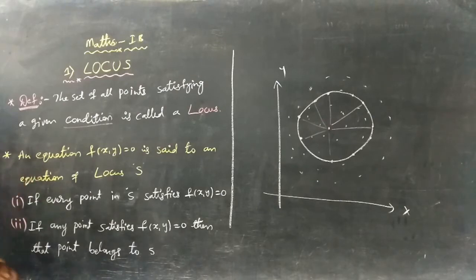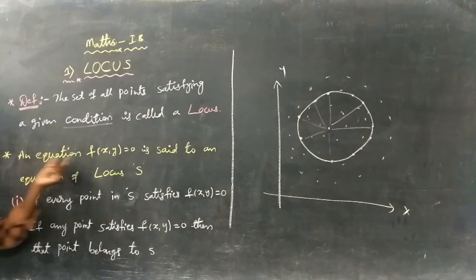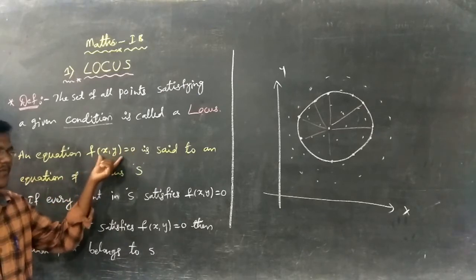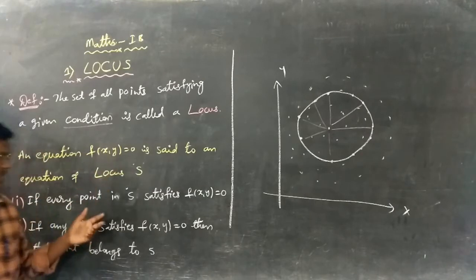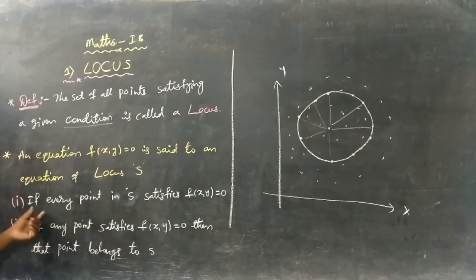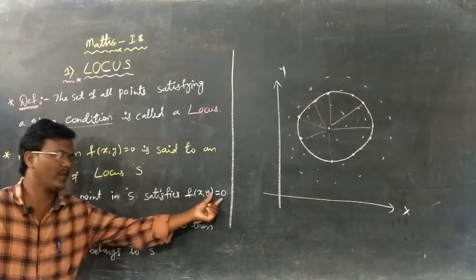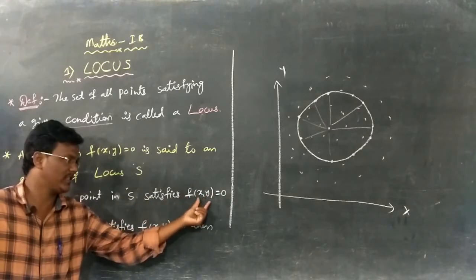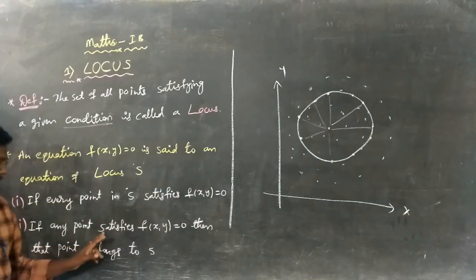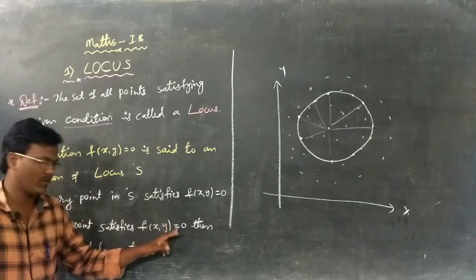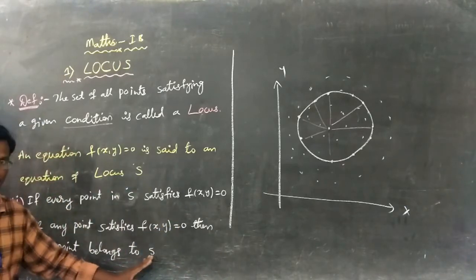Next, how to find the locus equation? Very simple. For an equation f(x, y) = 0 to be called the equation of a locus, it should satisfy two conditions. First, every point in S satisfies f(x, y) = 0. Second, if any point satisfies f(x, y) = 0, then that point belongs to S.